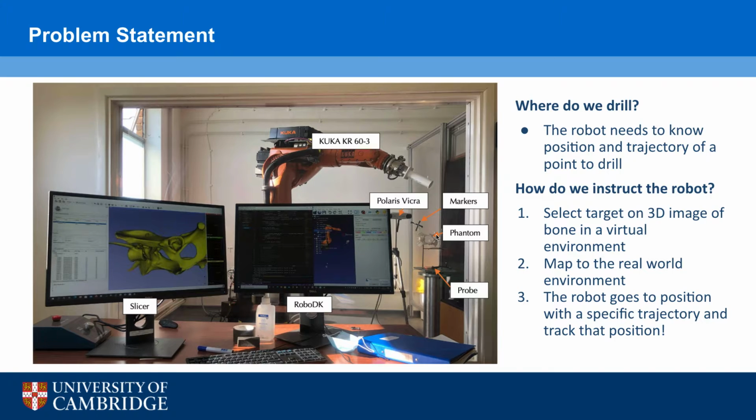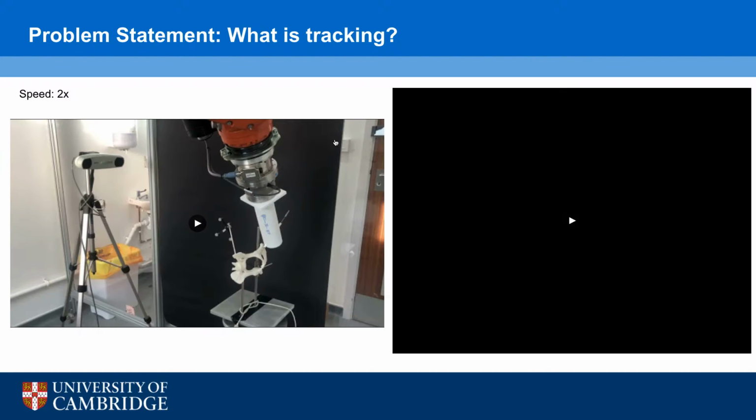And I'll show you what I mean by tracking in the next slide, but for now I want to just talk about the software. So like I said, Slicer is used to create targets in a virtual environment, RoboDK controls the robot, and we have Polaris Vicra, which is the camera, and that gives us the visual data that we need. So what is tracking?